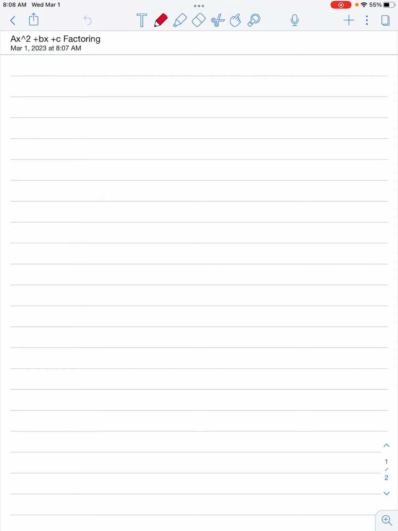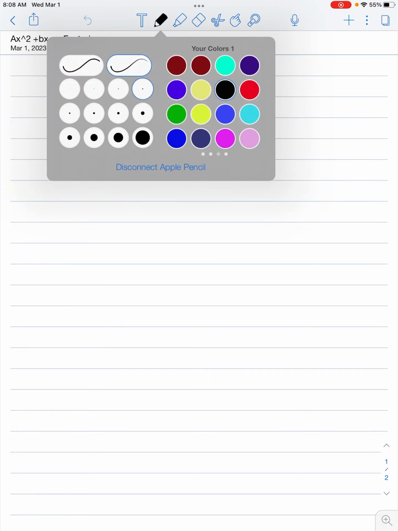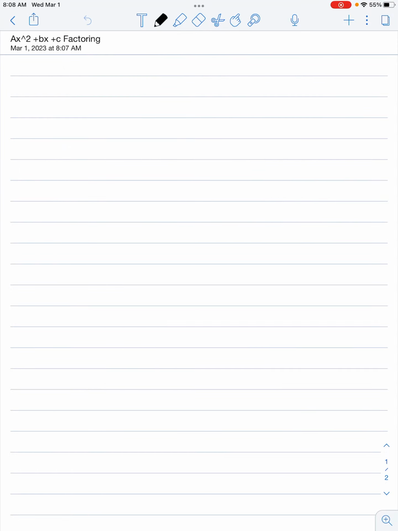Alright guys, today we're going to do the next kind of factoring, which is factoring of the form where you actually have a leading coefficient that's not 1. So we call this ax squared plus bx plus c factoring. Now it's still trinomial factoring, meaning we know that our answer is going to be in the form of 2 parentheses, and these two are going to be binomials.